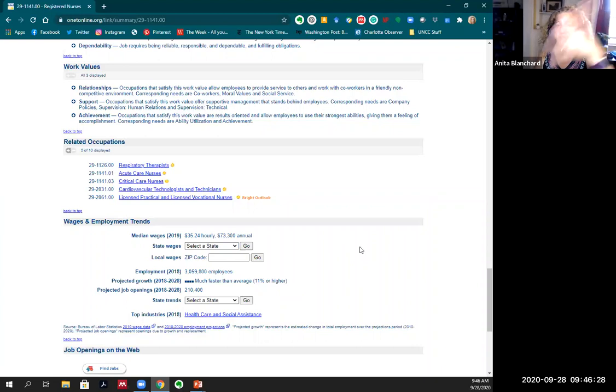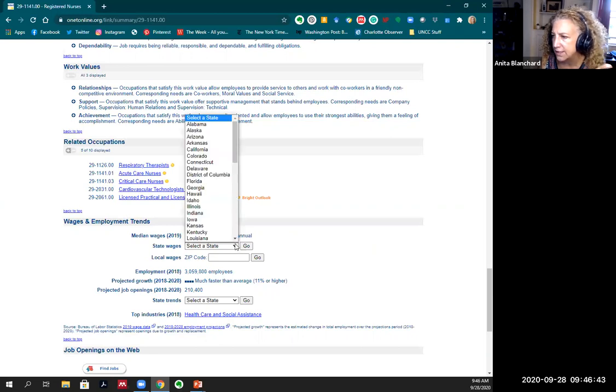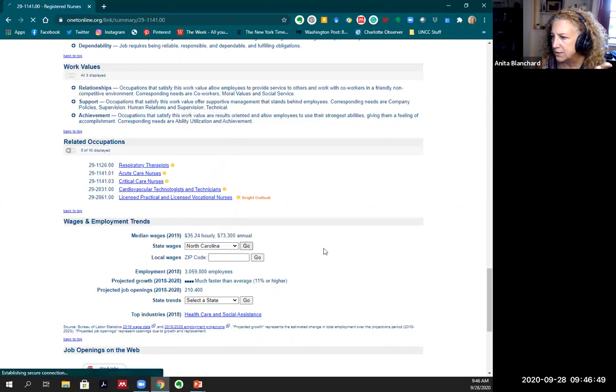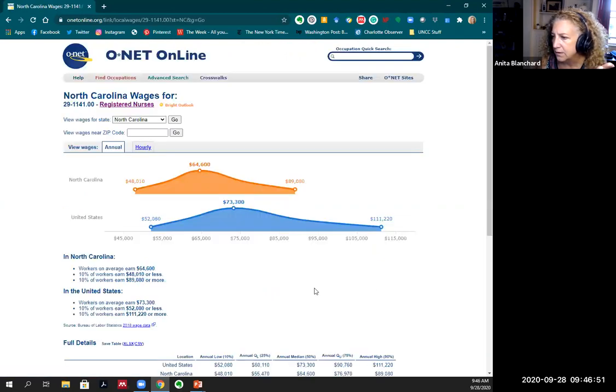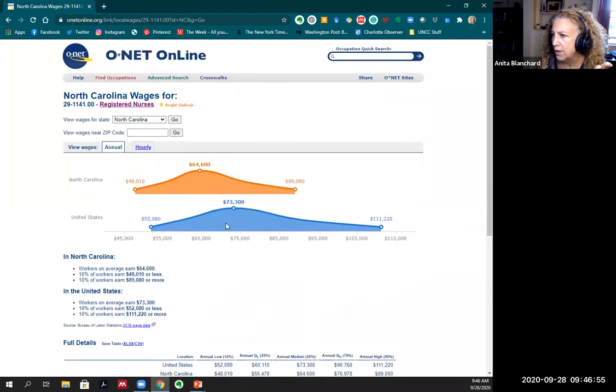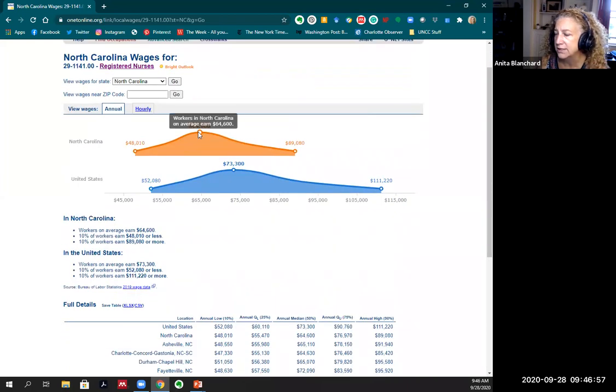If not, I'll record a video just going over ONET, but let me know if you don't see what I'm looking at. So it tells you the wages. Overall, across the country, an annual wage of $73,000 for nurses, but we can also go down to North Carolina and see what those are. In North Carolina, the average rate for a nurse is a little bit lower, 64,000.